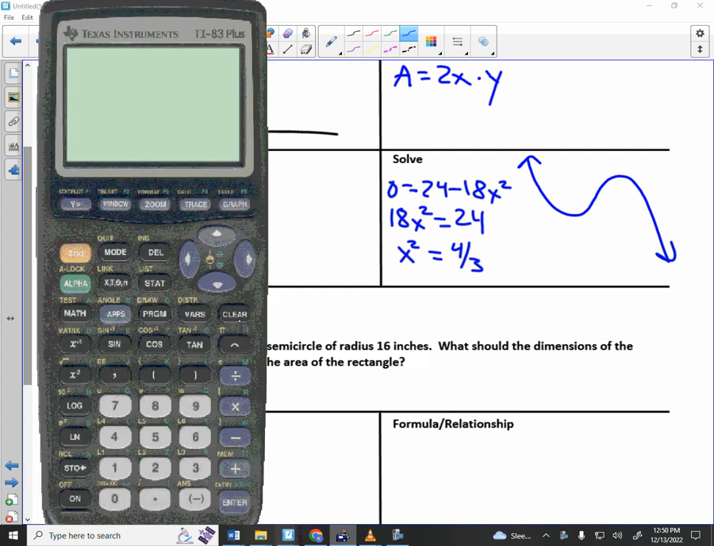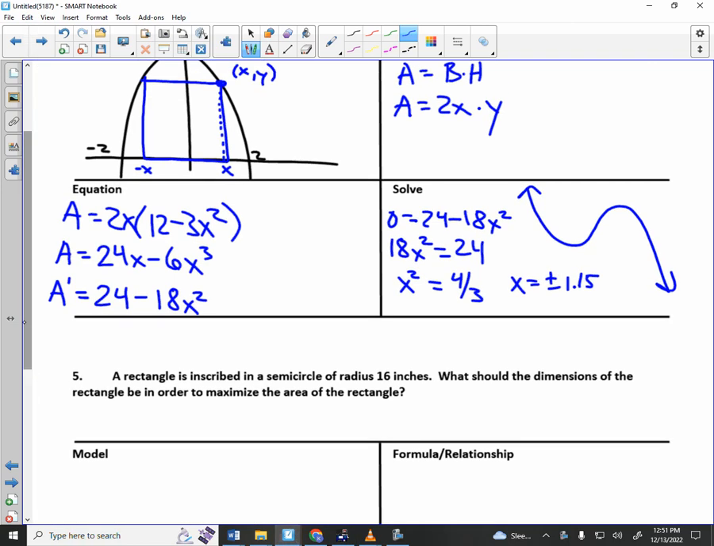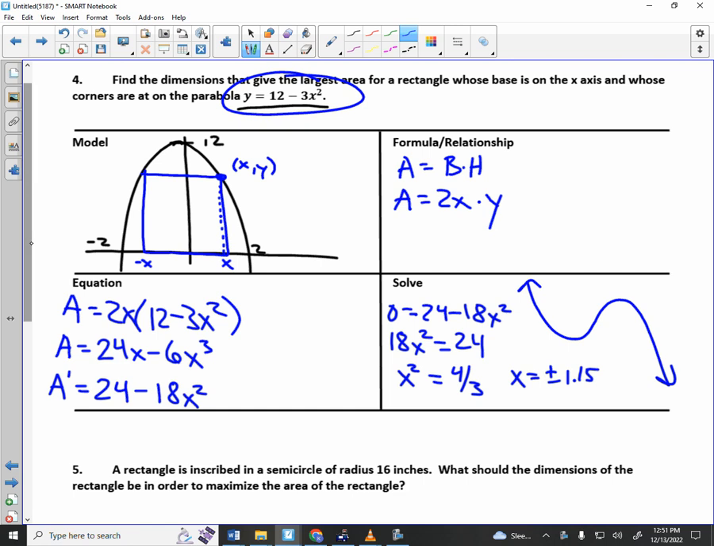So let's come up with a decimal. x squared is 4 over 3. So if I take the square root of 4 divided by 3, I get 1.15. Does that answer our question? The question is the length of the base and then the height.